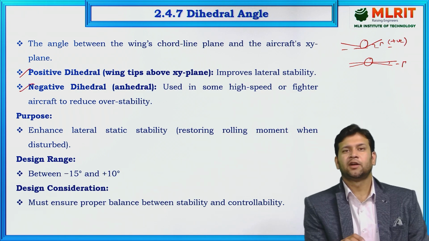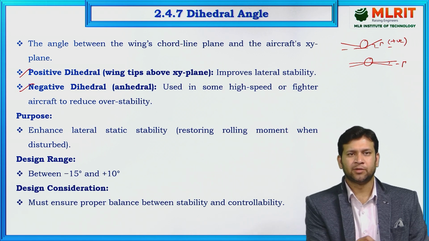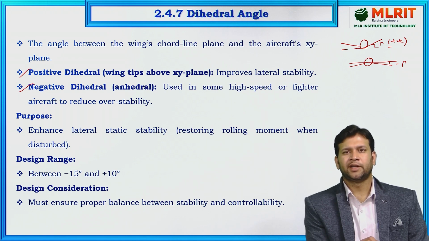Negative dihedral is also called anhedral, which is used in some high speed or fighter aircraft to reduce overstability. The purpose of using the dihedral angle is to enhance lateral static stability, which restores rolling moment when disturbed. The design range for anhedral and dihedral angles is between -15 degrees and +10 degrees, and it must ensure proper balance between stability and controllability.